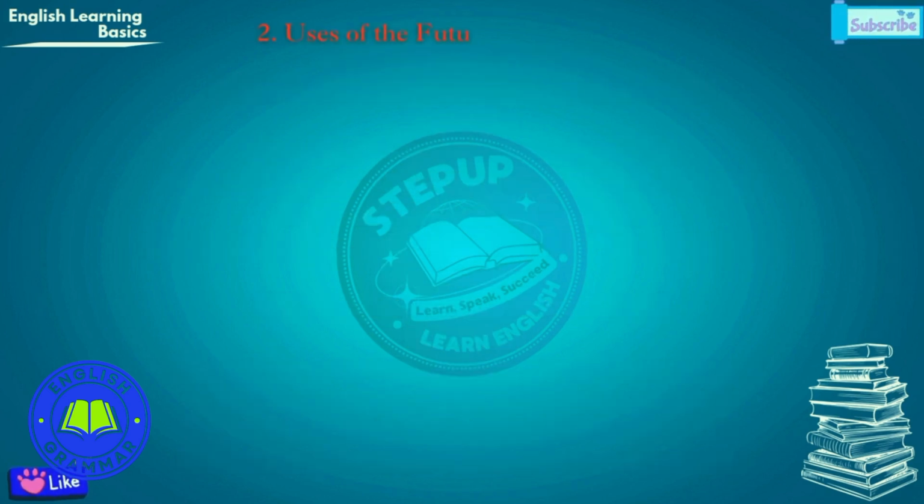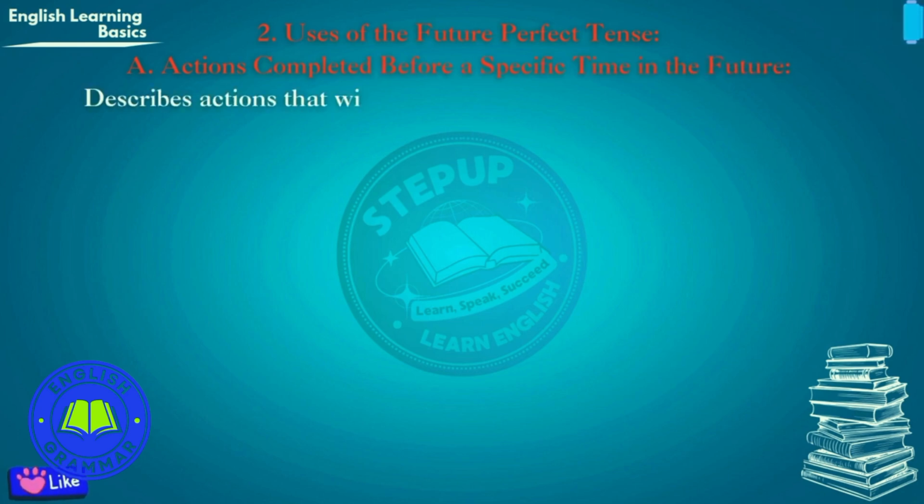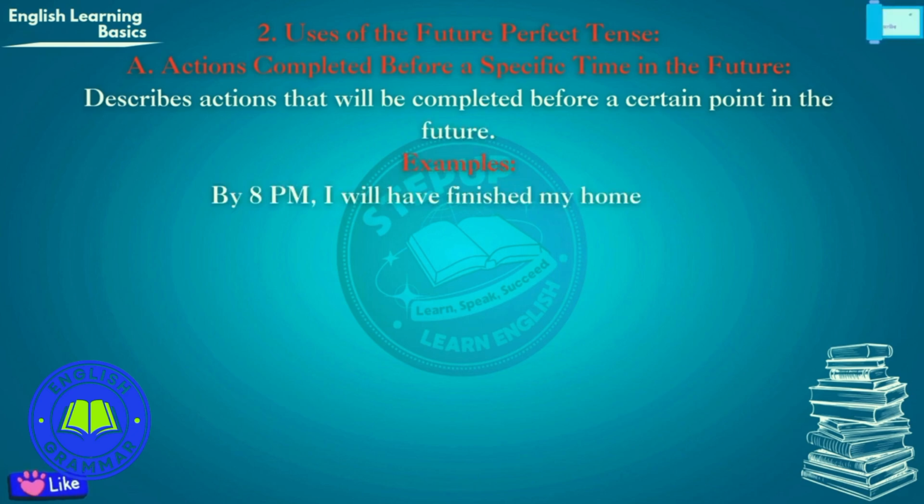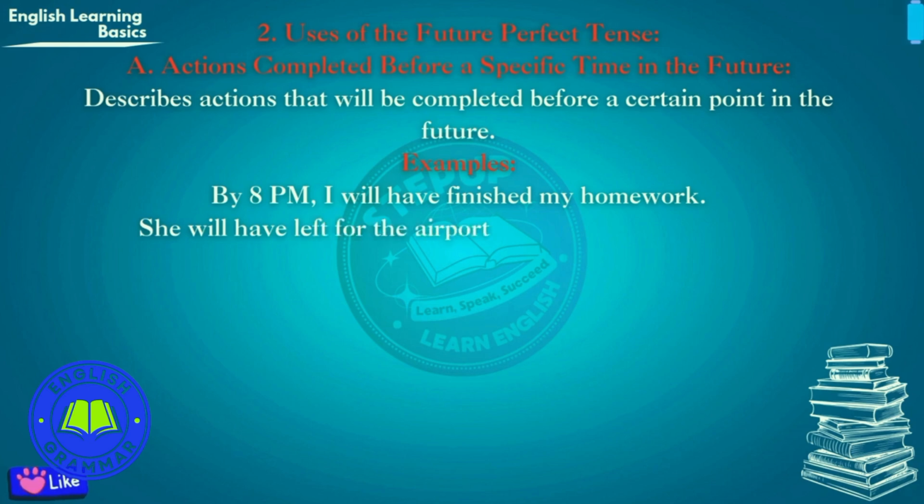Two. Uses of the future perfect tense. A. Actions completed before a specific time in the future. This describes actions that will be completed before a certain point in the future. Examples: By 8 p.m., I will have finished my homework. She will have left for the airport by the time you get home. They will have moved into their new house by next month.